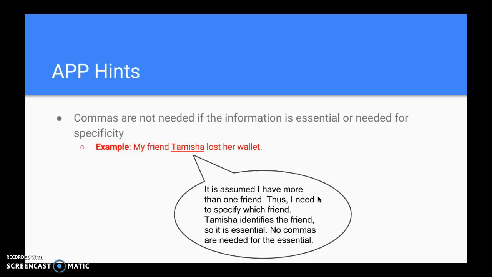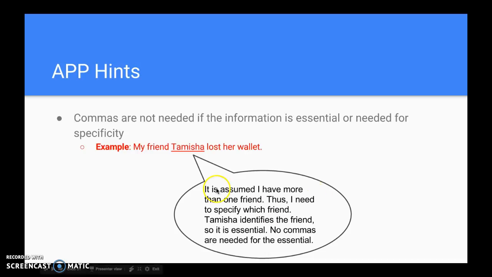Just like non-essentials, commas are not needed if the information is essential or needed for specificity. If we take out that information and it changes the meaning or we're not clear on the meaning, then it's essential.